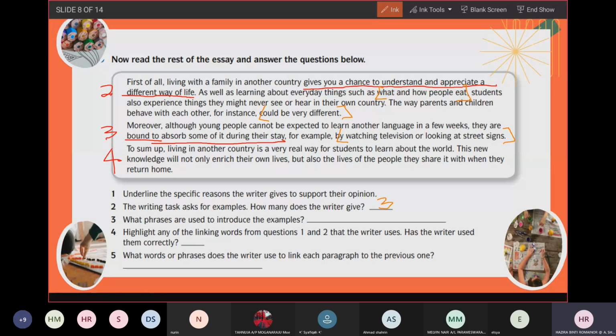Macam mana saya tahu tu contoh? Itu menjawab soalan yang ketiga. What phrases? They use phrases like such as, for instance, and also for example. So those phrases, when you want to give examples, you can use them. Jangan asyik guna for example je lah. You can change to for instance or such as.